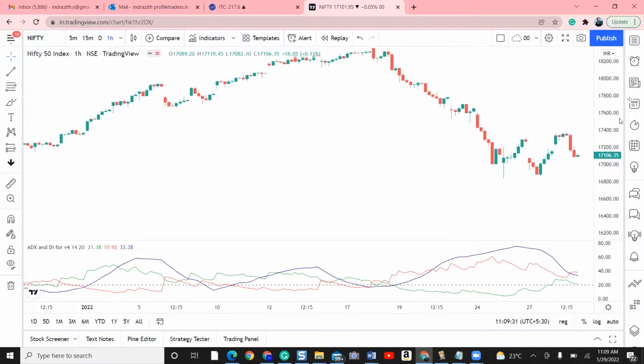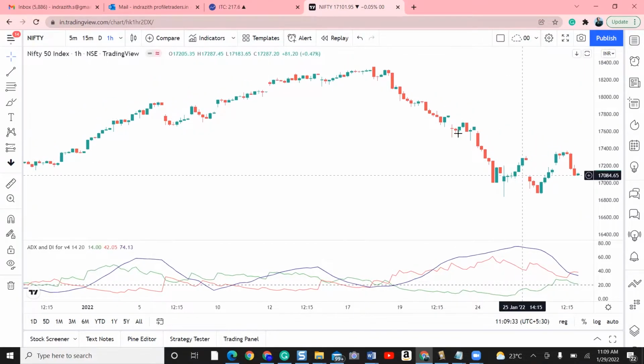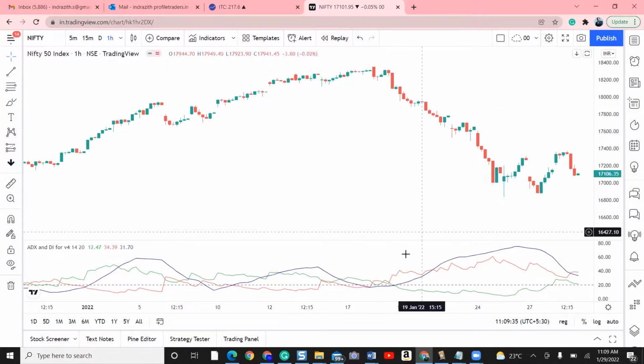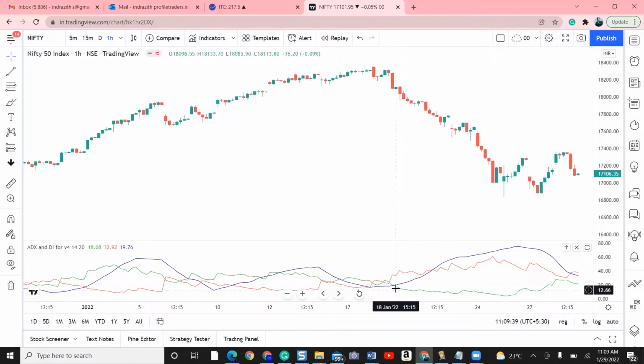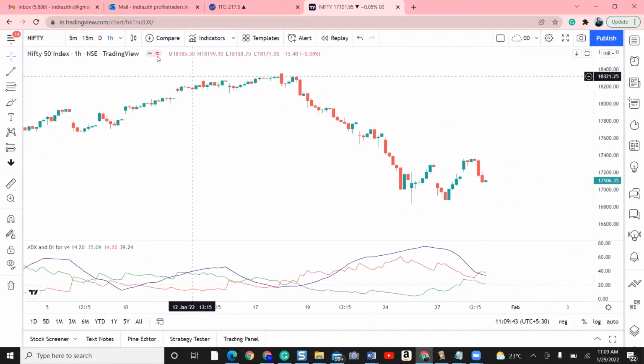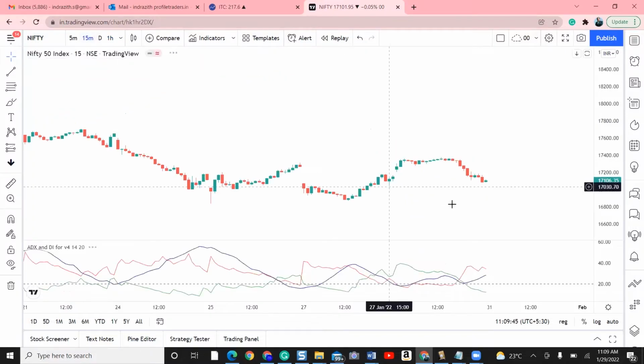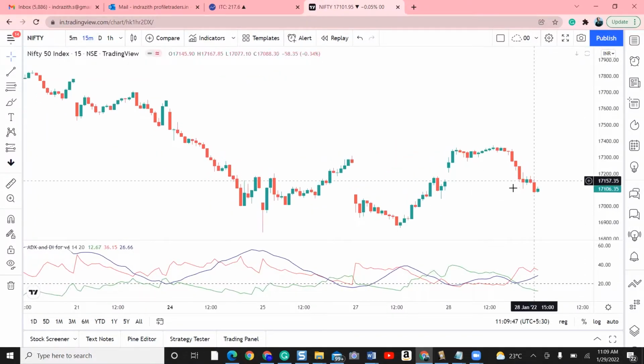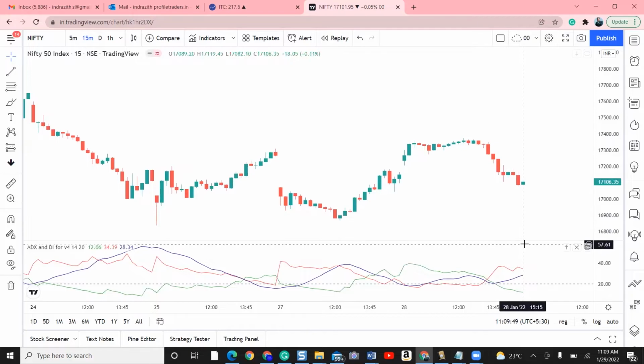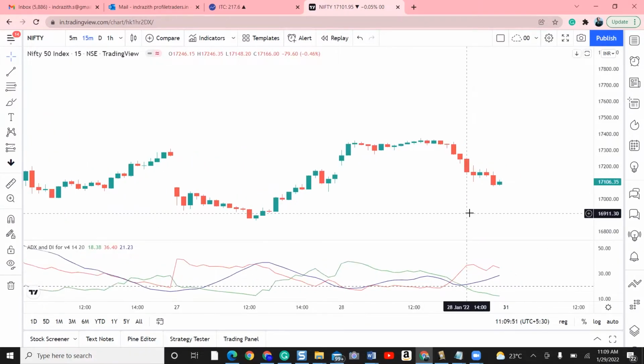Can you see in the hourly chart Nifty fell, right? Nifty fell and the ADX is above 20. Okay, and this red line is above the green line. Okay, so the same logic works. Suppose, let's say I will go to the 50-minute chart. I mean you will get more noise in the 50-minute chart, but still it works in the same way.